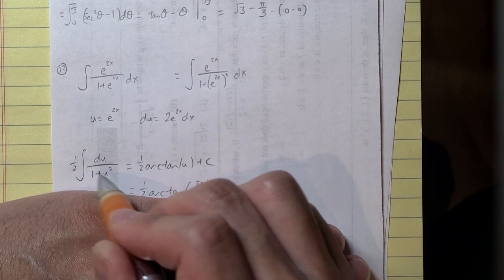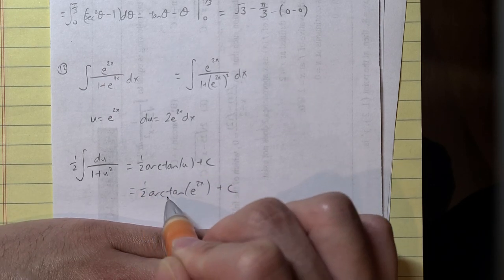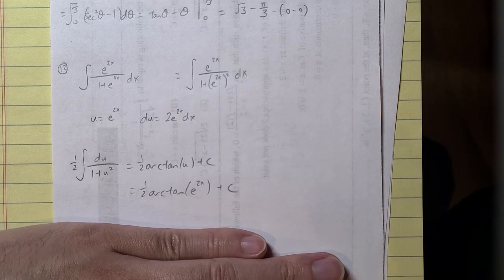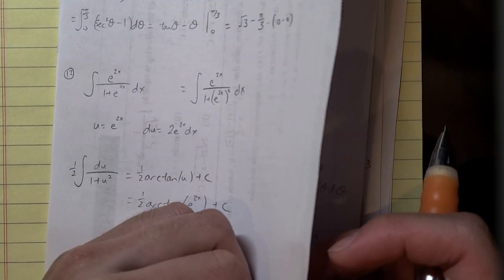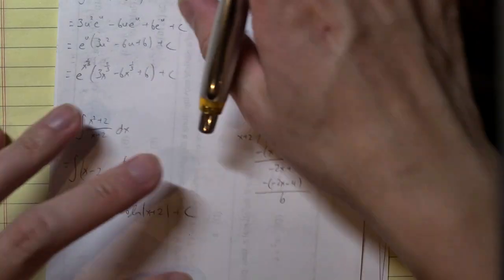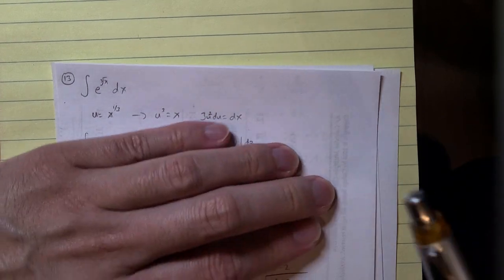This you should recognize as arctan, so half arctan u plus c. And we back substitute: half arctan e to 2x plus c. Okay? That one was easy. Hopefully that was easy for you. All right, this next one is a little trickier.